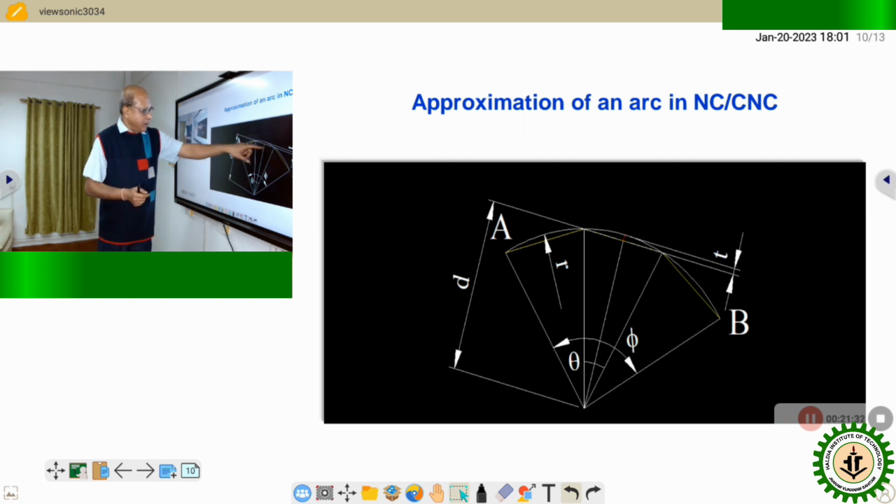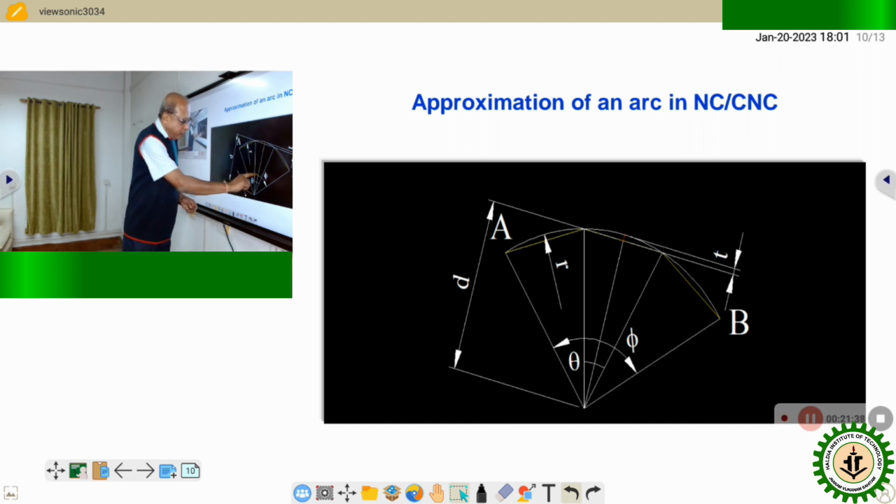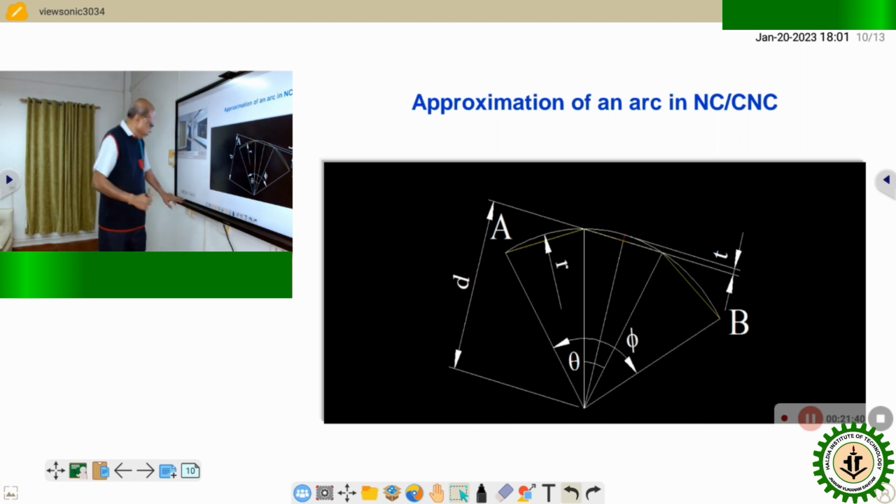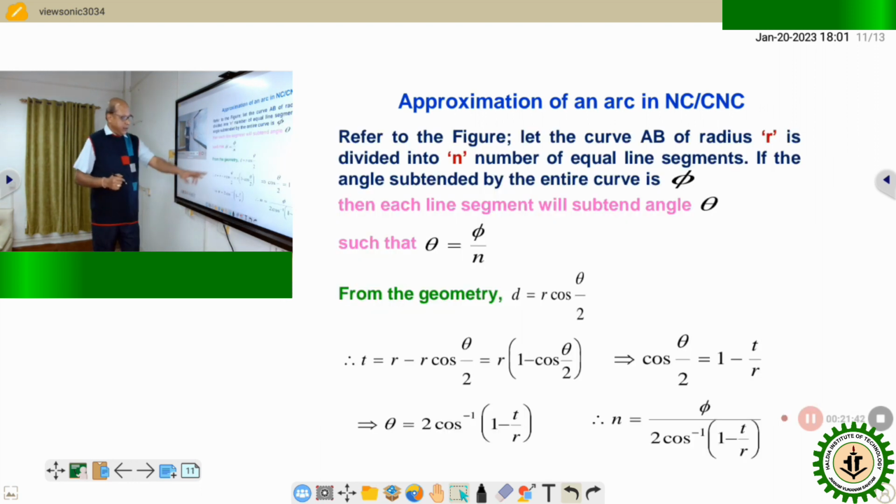If this is r, so d will be... this angle is theta, so only this much portion will be theta by 2 on any side. So that is why d is written as r cos(theta/2).